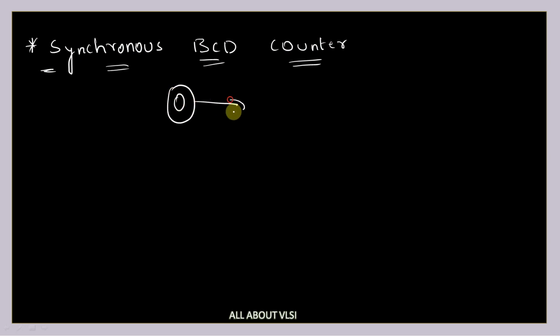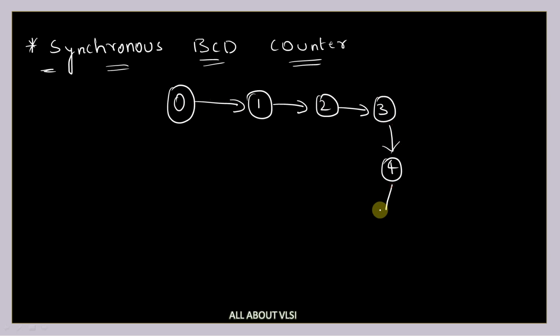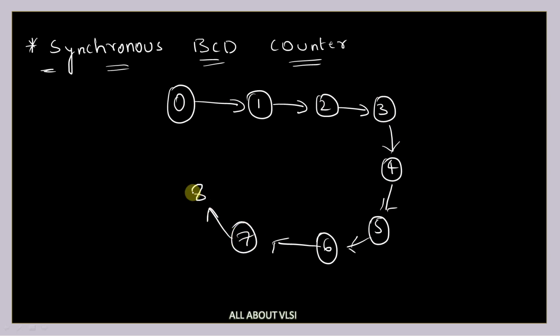The initial state is 0, the next state is 1, followed by 2 and 3, 4, 5, 6, 7, 8, and 9, and followed by the next state equal to 0. So this is my synchronous BCD up counter. Coming to the state diagram, from it I will draw the excitation table. Let me draw the excitation table for this particular state diagram.